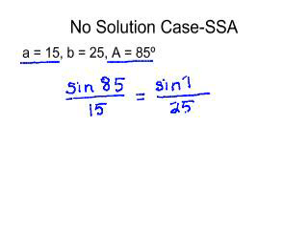Okay, so I'm going to cross multiply then. We're looking for angle B. So we're going to take 25 times the sine of 85, and that's going to give us 24.9. So 24.9 is equal to 15 times the sine of B.